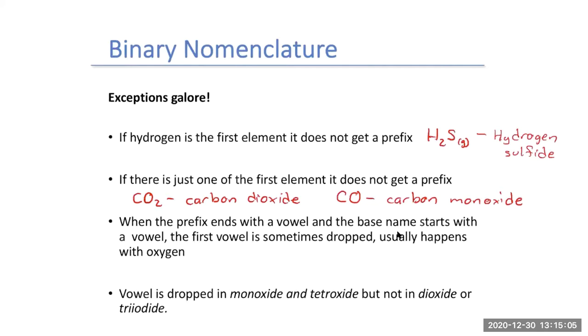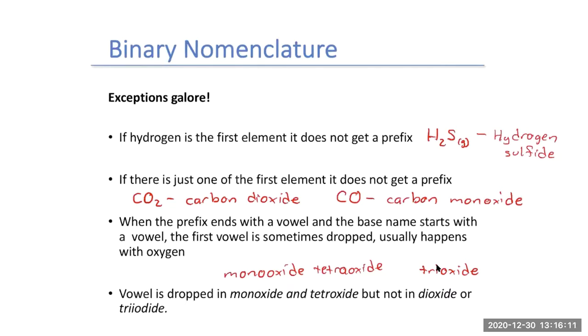So when the prefix ends with a vowel, we drop one of the vowels. So for monoxide, instead of writing mono-oxide, because that looks a little weird, we drop one of the O's. And then for tetroxide, instead of writing tetraoxide, we drop the A. But not if it's an I. It stays if it's an I. So di, tri, we leave them. So you have dioxide, that stays the same. You can also write trioxide. That stays the same as well. We leave the I. So if it's an O or an A, it gets dropped. If it's an I, it stays. And that just has to do with how it sounds when you say it out loud. Tetraoxide doesn't roll off the tongue as easily as tetroxide, or mono-oxide doesn't roll off the tongue as easily as monoxide.